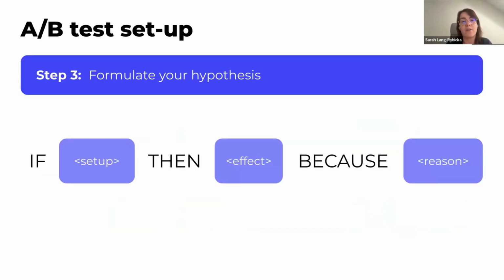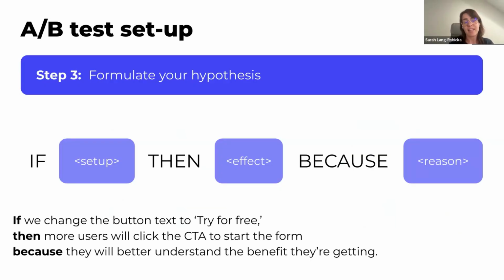Next, we need to put our hypothesis into a clear format. This is basically where you write down what you expect from the test and why you think it will work. At Heyflow, we use the if, then, because format to structure those. This ensures that, first of all, the test setup, then the expected outcome, and also the reasoning are all included. So for example, if we change the button text to "Try for free," then more users will click the CTA to start the form because they will better understand the benefit they are getting.